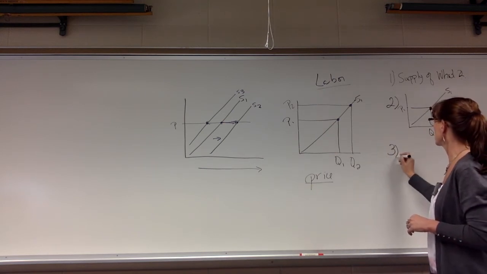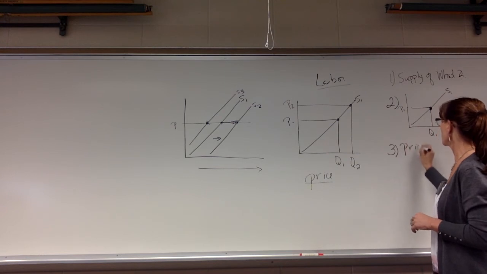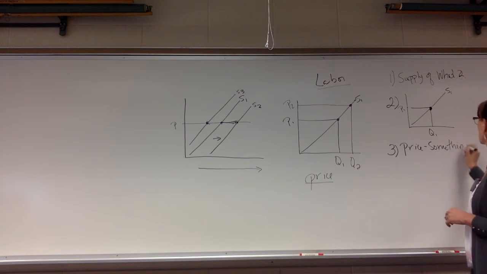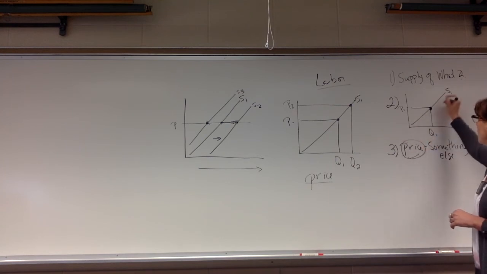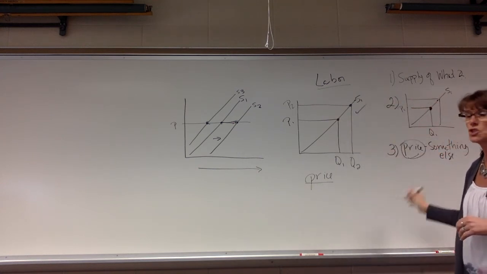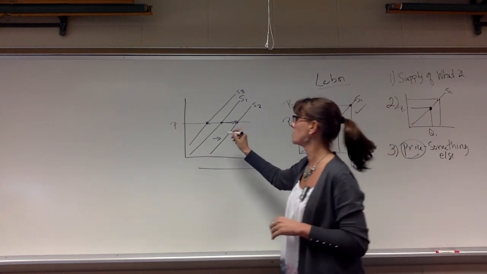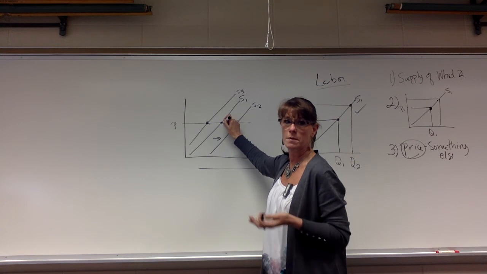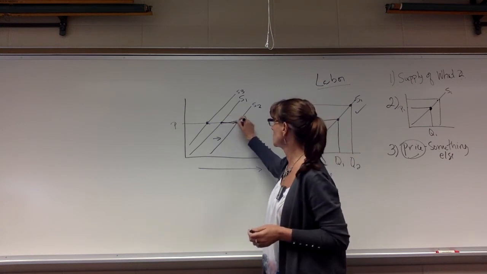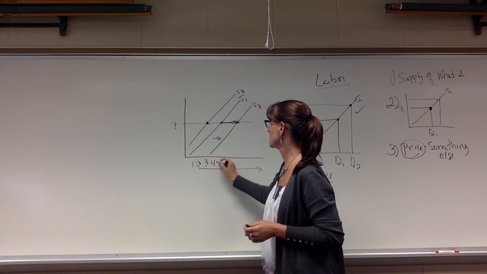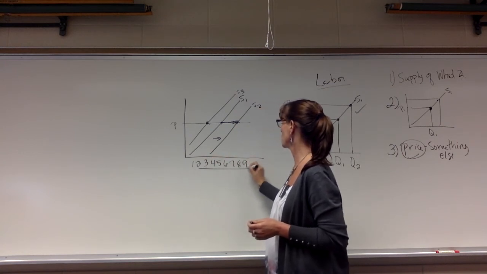Third thing, is it a change in price or something else? If it's a change in price, all we're doing is moving on the same curve just like we did this one. If it's a change in something else, you have to come back over here. Is that something else going to cause me to want to produce more because I can make more money? If that's the case, we're going to shift it to the right. Has to go to the right because the numbers get bigger going to the right.